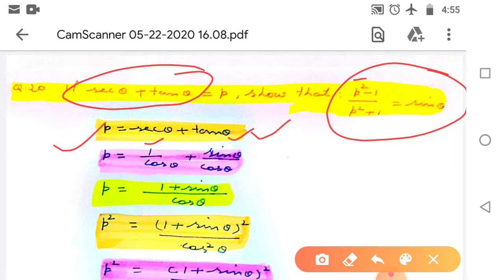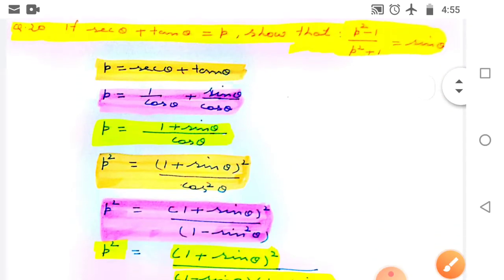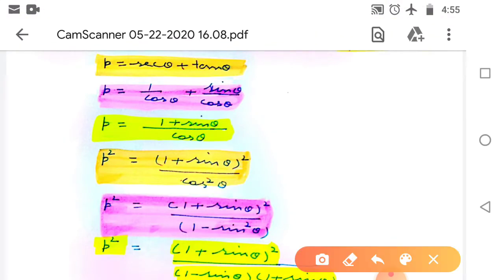You can say that in basic terms, we convert sec theta and tan theta into sin theta and cos theta. So, sec theta is 1 upon cos theta, and tan theta is sin theta upon cos theta. Okay, take the LCM. So, p is equal to 1 plus sin theta upon cos theta, and the square of this, that is p square, is equal to 1 plus sin theta whole square upon cos square theta.